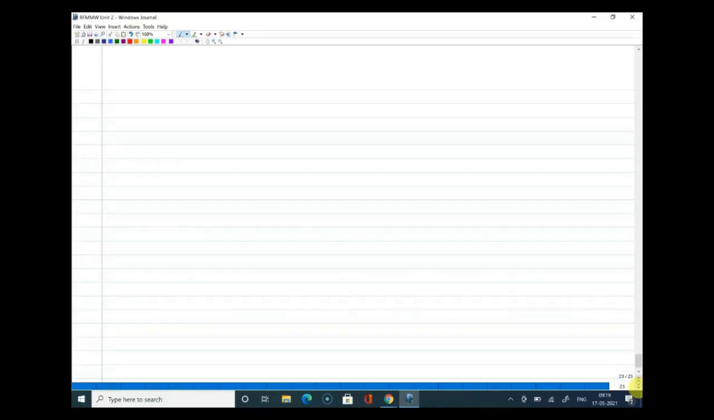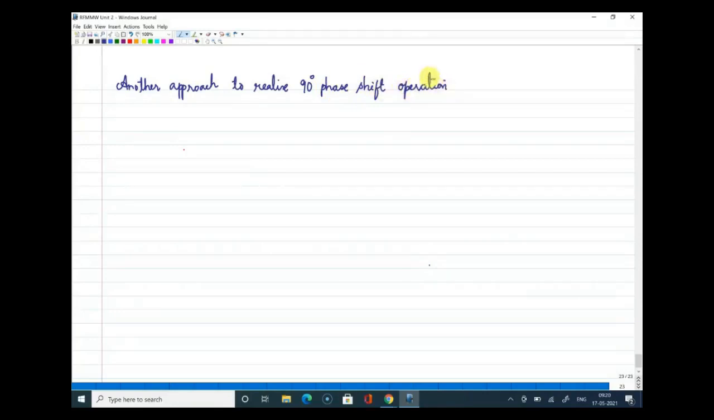So we look at one more approach here, another approach to realize the same 90-degree phase shift operation. That is simply by doing a small operation.